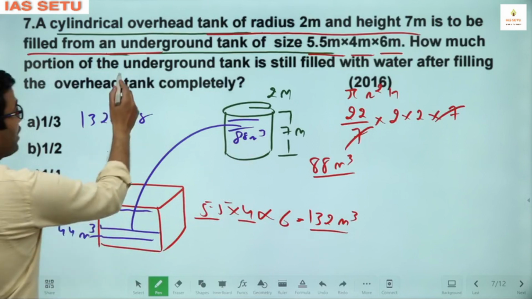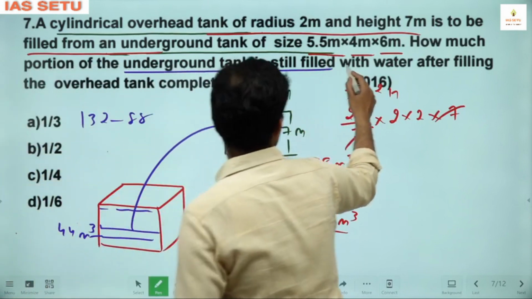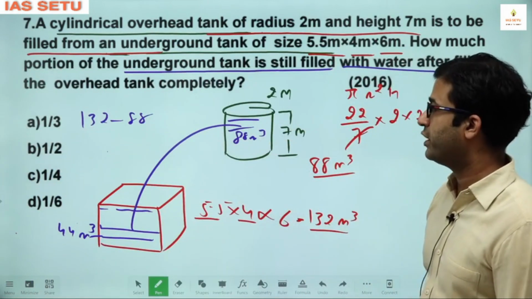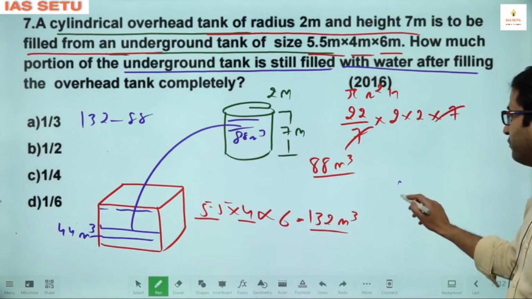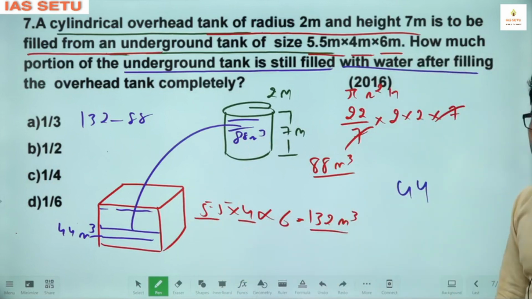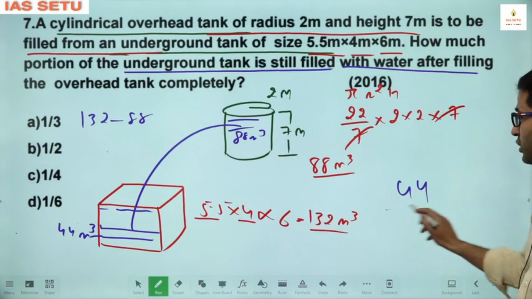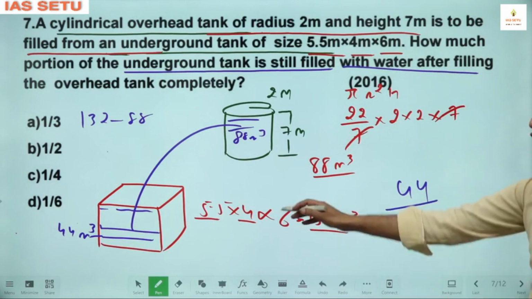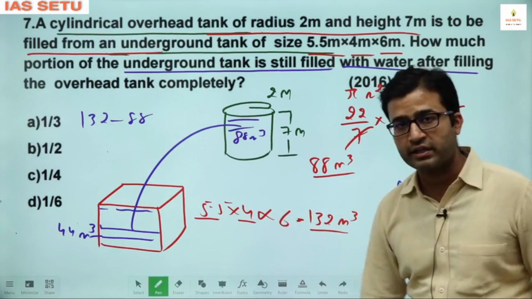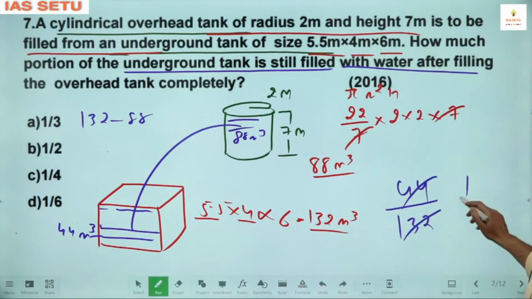How much portion of the underground water is still filled with water after filling the overhead tank? So now, total water we have still here is 44, and what is the total capacity? 132. So what part of this underground tank is still filled? 1/3. So 1/3 is still filled.